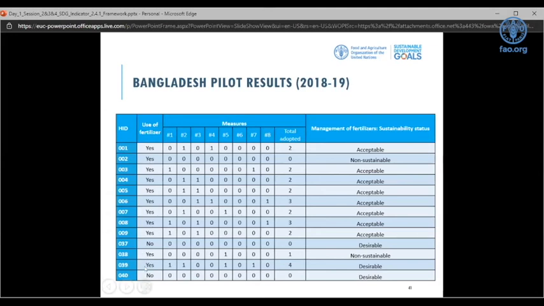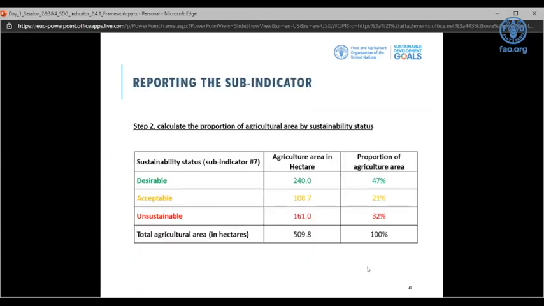So holding 39, yes, they are using fertilizer and they have adopted four specific measures from the eight listed on the previous slide, and hence this holding is assigned desirable or green status. And the last step is the same. Once the holdings and their agricultural land areas are assigned green, yellow, and red statuses, we aggregate those, add them up, divide by the nationally representative agricultural land area, and then estimate the proportions or the percentages.